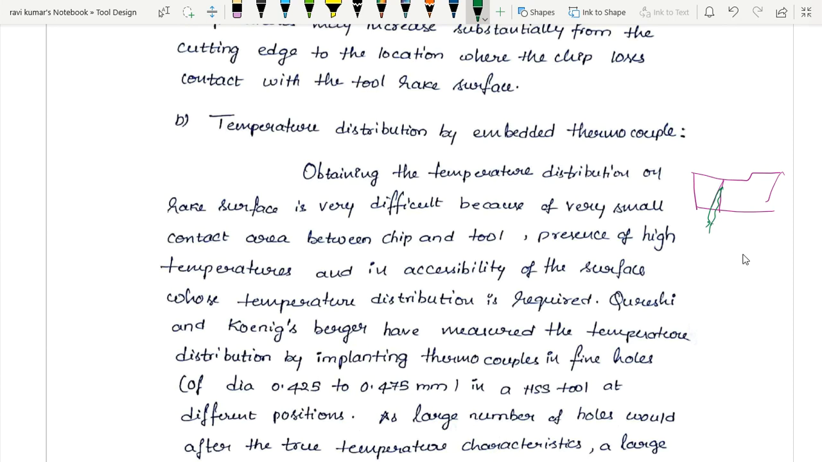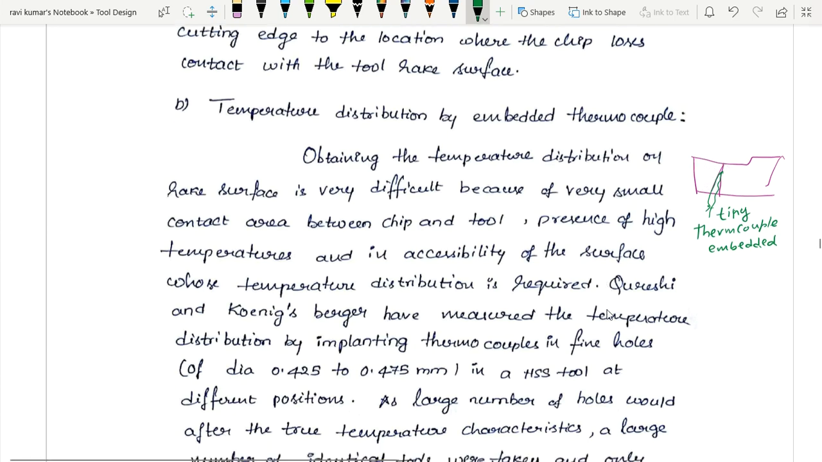So these two wires correspond to the thermocouple, which is nothing but a tiny combination of two dissimilar wires embedded into that hole, right? If I want to have temperature at different places, I have to plant thermocouples at different places.